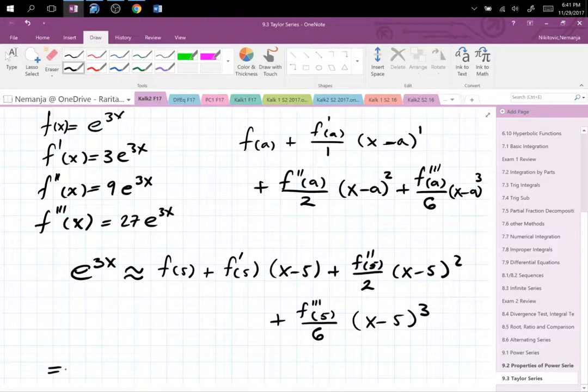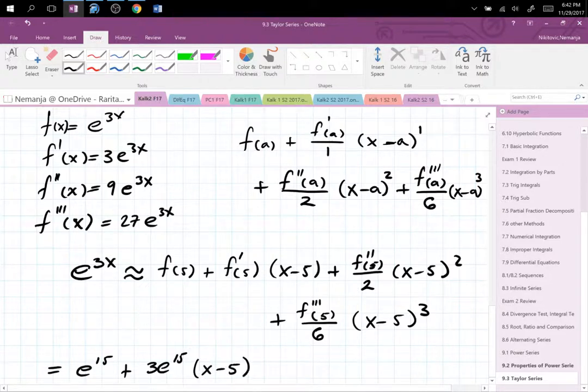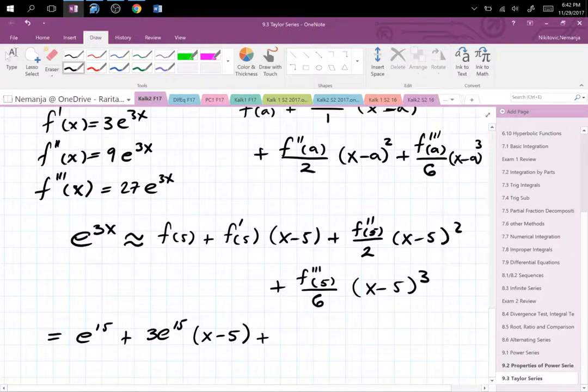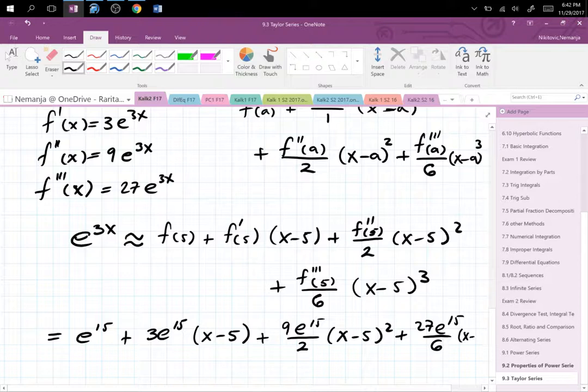I know. Awesome, right? So f of 5 is e to 15. That's all it is, right? Because you plug 5 for a, which is x, plus the derivative. So that's going to be 3e to 15 times x minus 5. And then we have plus 9e to 15 divided by 2, x minus 5 squared, plus 27e to 15 over 6, x minus 5 cubed.